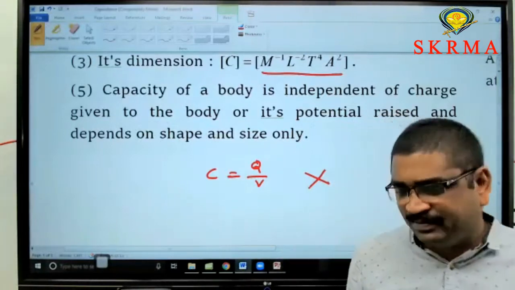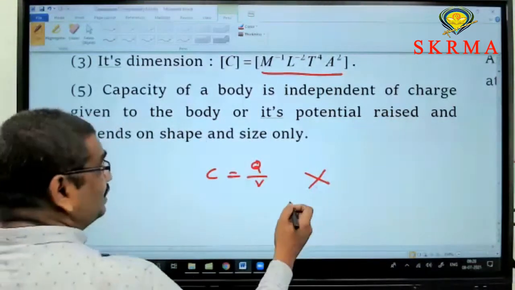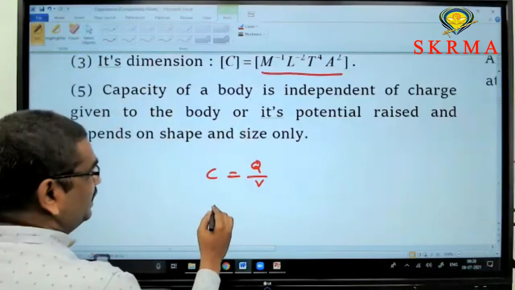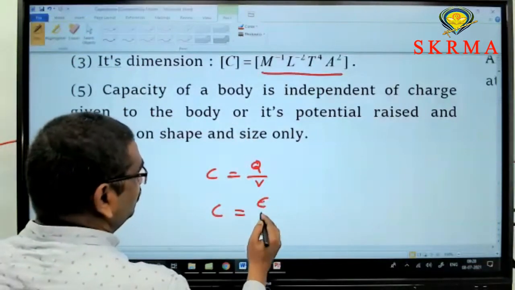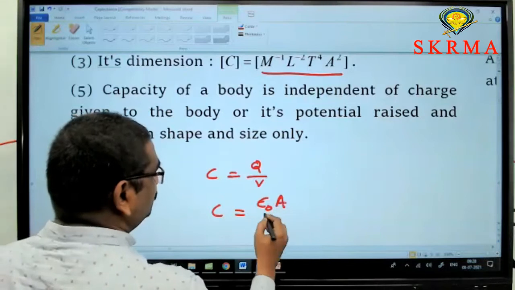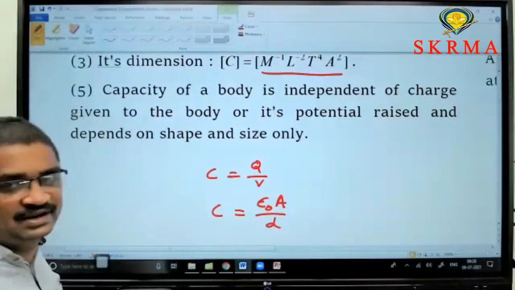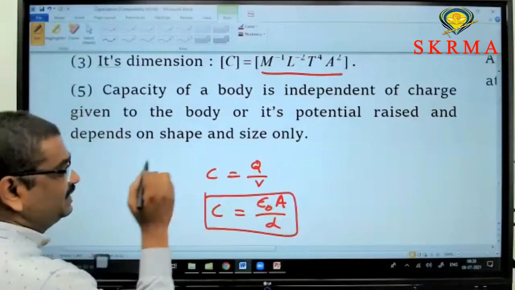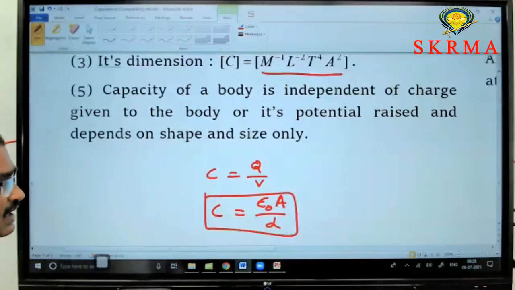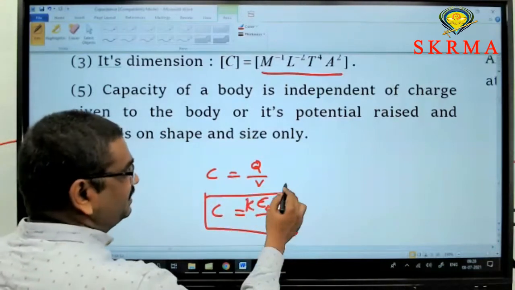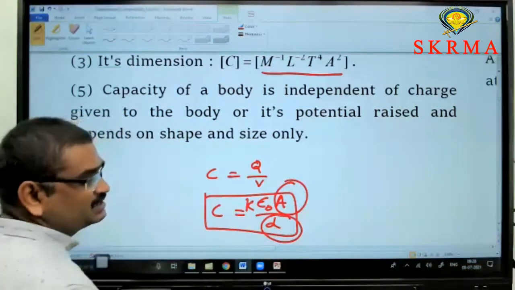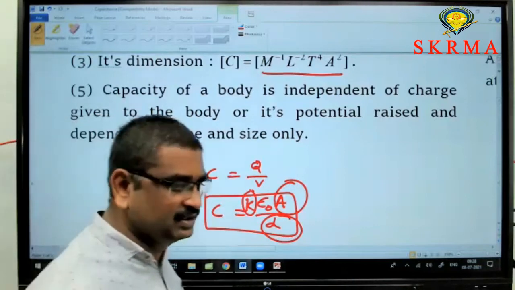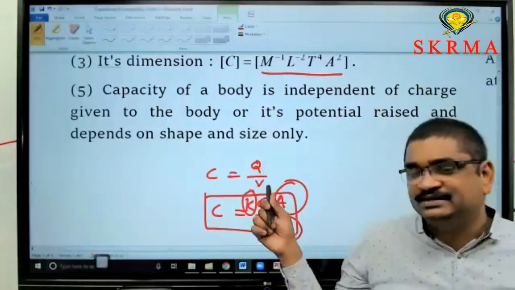Now on which factors does capacitance depend? For that we use another formula, which we are going to discuss in the next case. Based on that formula only we need to answer this question. Capacitance of a parallel plate capacitor has the formula epsilon naught A by d. From this we can conclude that capacitance depends on area, on separation between the plates, and on the medium between the plates. So capacitance is independent of charge and voltage.